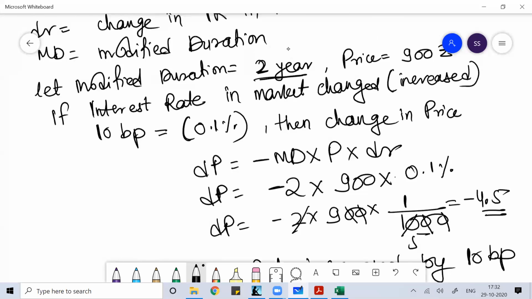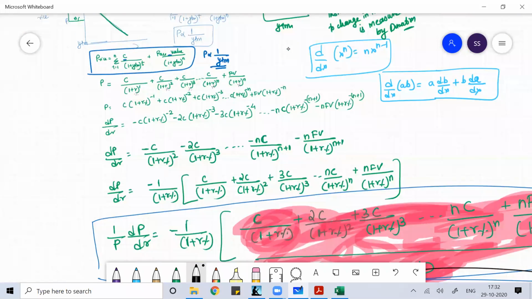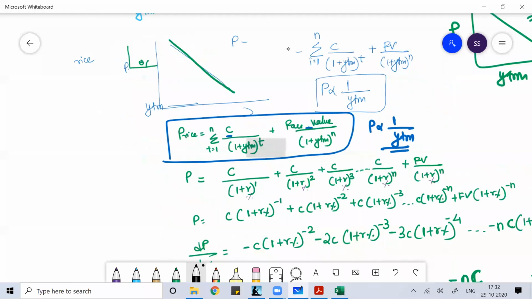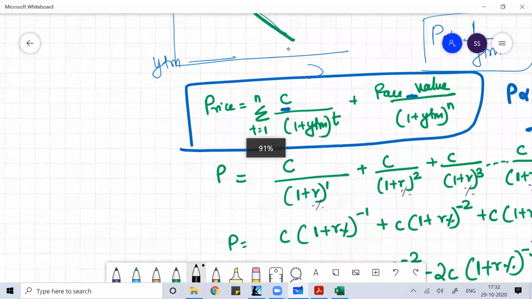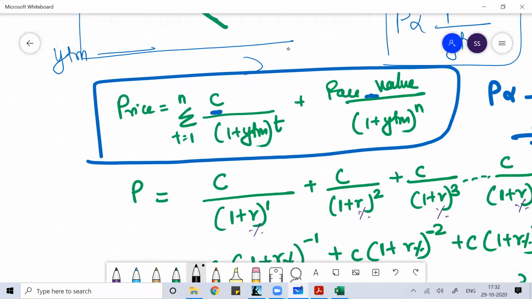We know that the price and the interest rate are inversely proportional, which we can easily understand with basic mathematics. Anyone who understands basic maths can easily see by looking at this formula that the price and the interest rate are inversely proportional. So if the interest rate increases, then the price will decrease. If the interest rate decreases, then the price will increase.